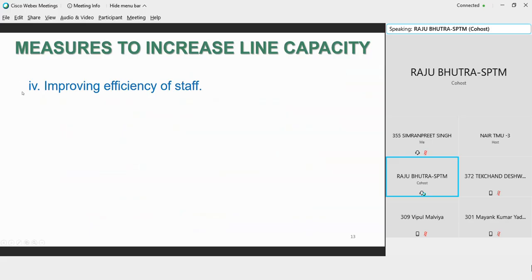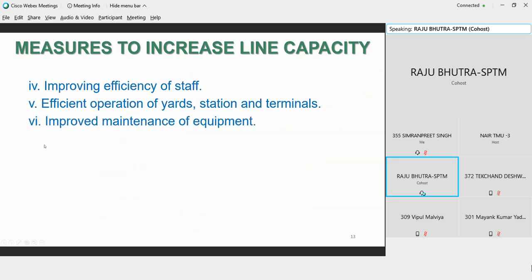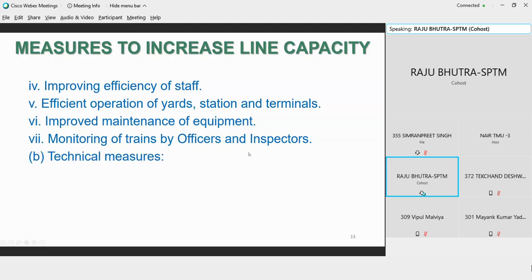Then improving efficiency of the staff. Then efficient operation of yards, stations and terminals. They lead the efficiency factor, increasing the line capacity. Then improved maintenance of equipment. Monitoring of trains by officers and inspectors. All these will lead to improved efficiency and increased line capacity.